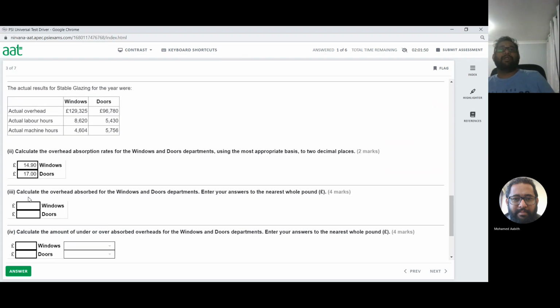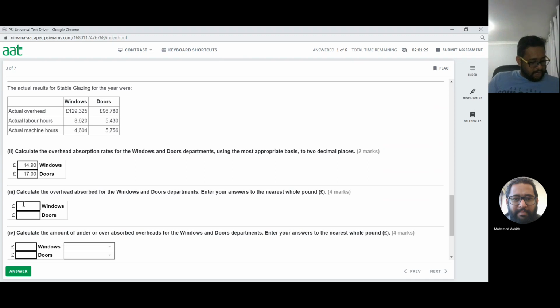Now they want you to calculate what you have absorbed using those rates for those departments. So enter your answers to the nearest whole pound. The rate for the Windows department is £14.90, and we use the actual labor hours multiplied by the OAR. So £14.90 multiplied by the actual labor working hours gives you 128,438.